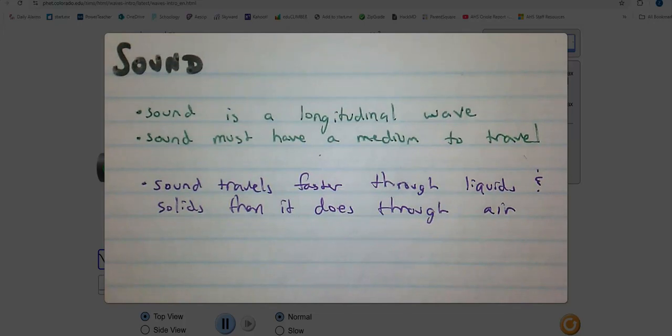So sometimes, if you ever watch any old westerns, you'll see that if they're listening on the ground for the sound of horse hooves, the idea is that the sound of the hooves is going to get to them faster. That sound is going to travel faster through the ground than it is through the air. So that's an application of this. But sound travels faster through liquids and solids than it does through air. It's just that we happen to live in the case where we're breathing air most of the time. So we usually hear sound through the air.